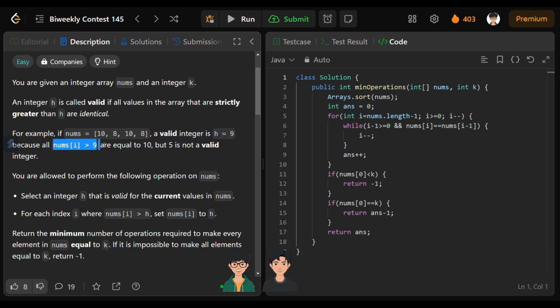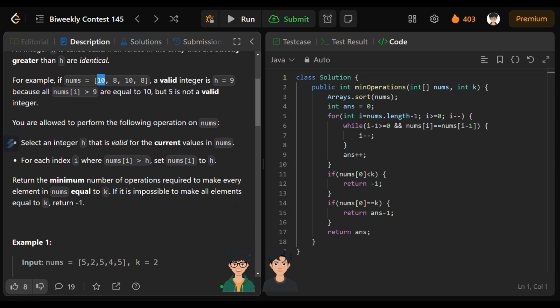In this question they are describing an integer h, the integer above which all the integers should be equal. In the array you have to find that integer. So in this array, if you take h equal to 9, all the elements which are greater than 9, which is only 10, 10 and 10, are equal. So that is an integer h. This is the definition of h.